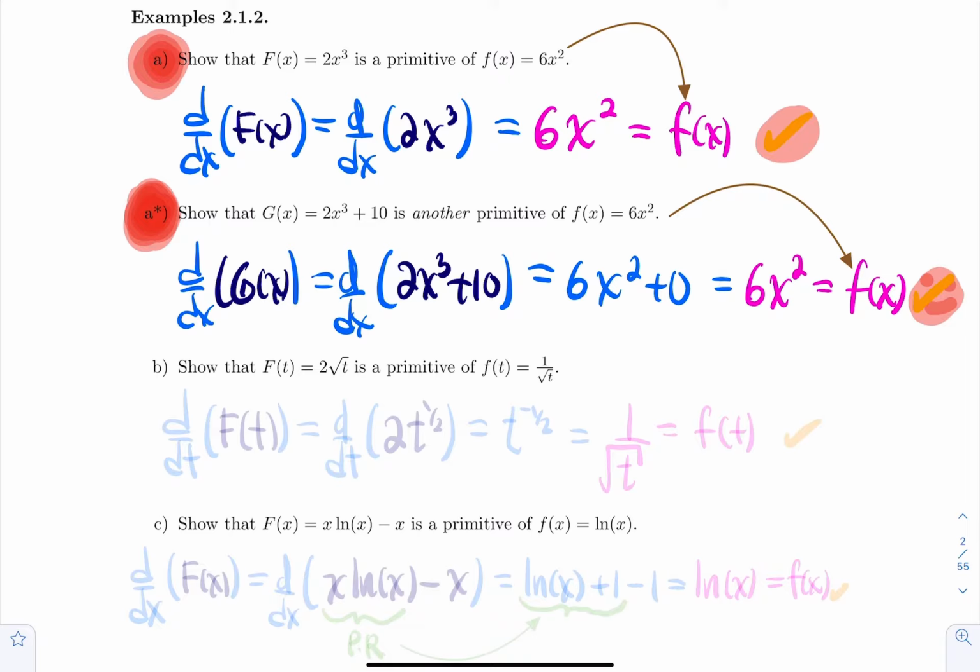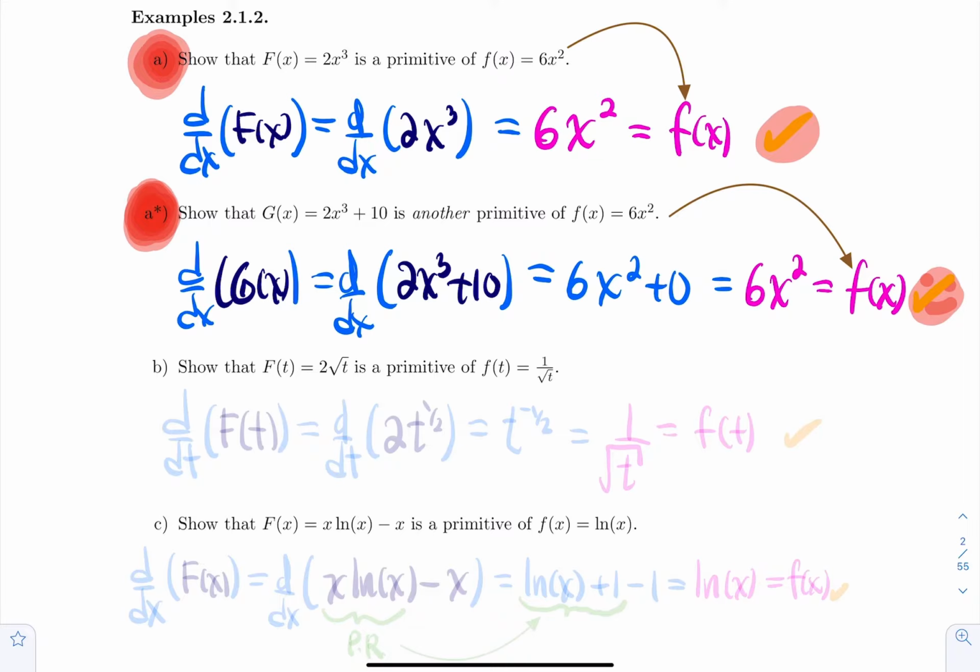But it's not too difficult to understand that if you have a primitive and you create a new function by adding a non-zero number to it, you're creating a new function, and that new function will be, again, a primitive. All right, so let's do another example. Let's show that big f of t, which is 2 square root of t, is a primitive of small f of t, which is 1 over root of t.